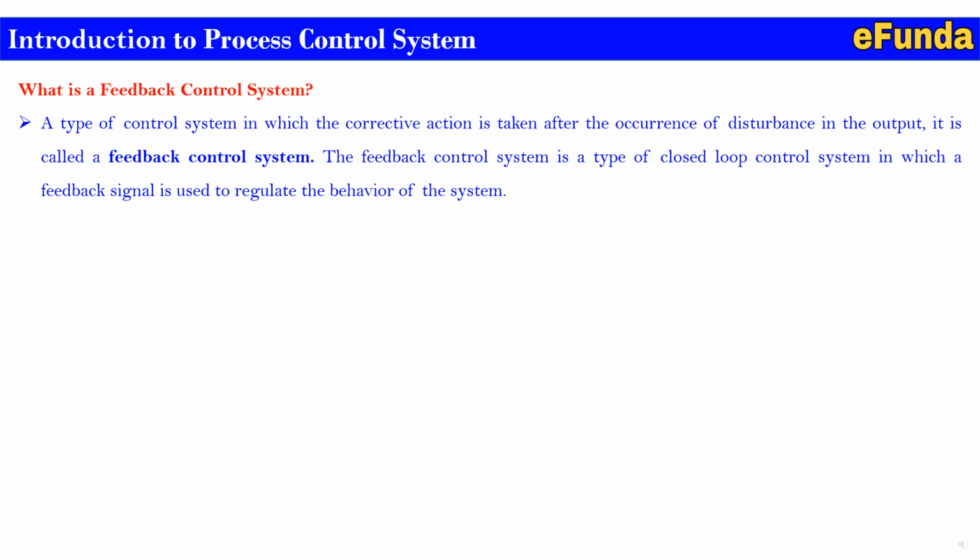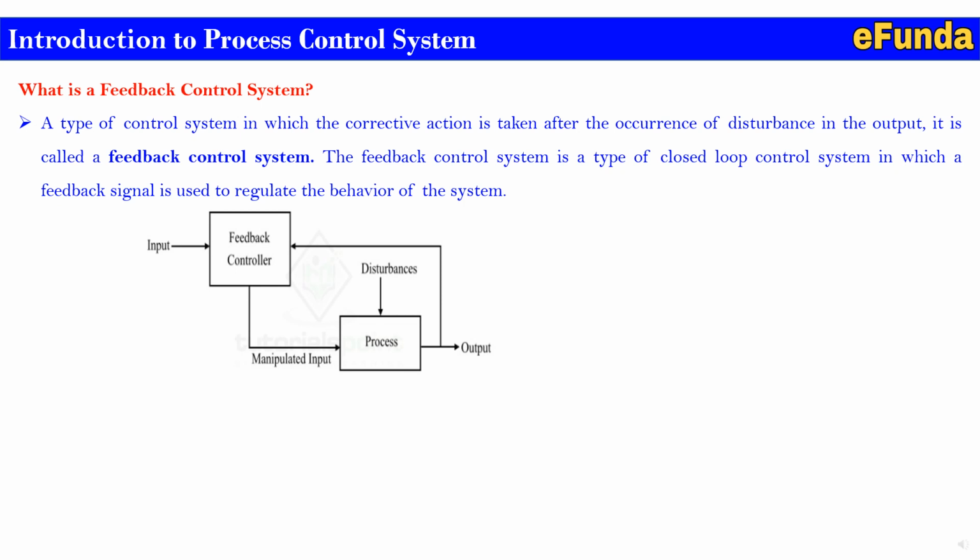One can refer to the block diagram where one can see the input, feedback controller, then the process where a manipulated input is given to the process, disturbances are added, and accordingly the output is produced, and after the disturbances have occurred, the feedback signal is taken to the feedback controller. In simple words, a feedback control system is one in which the output of the system is sampled and fed back again to the input side so that the system can produce the desired accurate output. Feedback control systems are widely used in industrial automation as well as in process control applications.